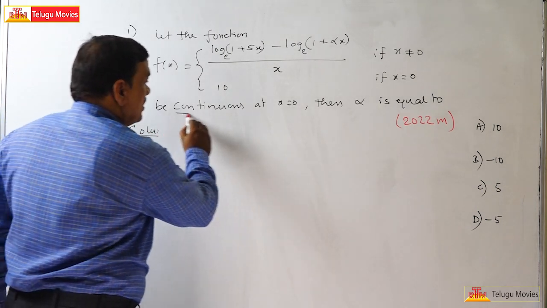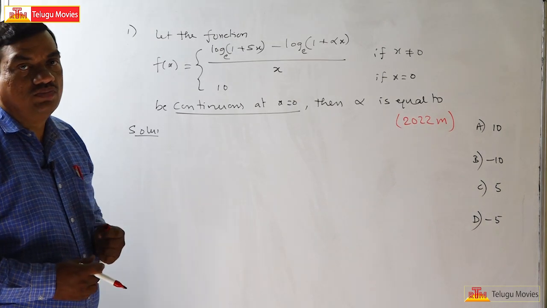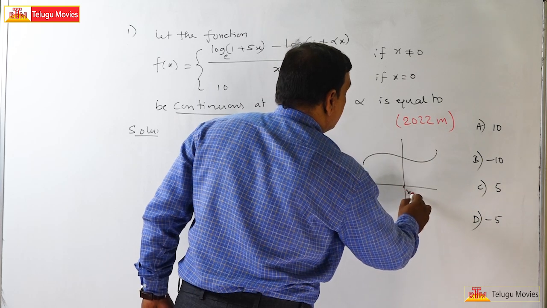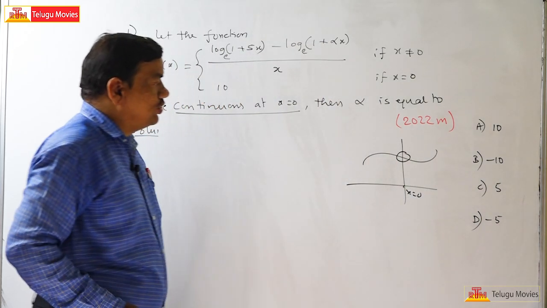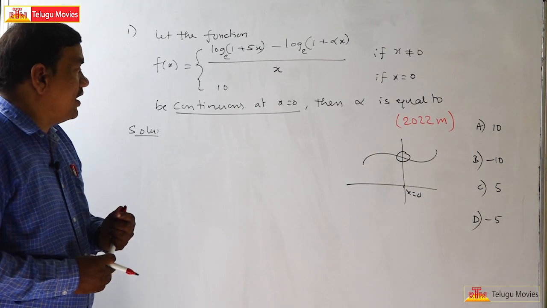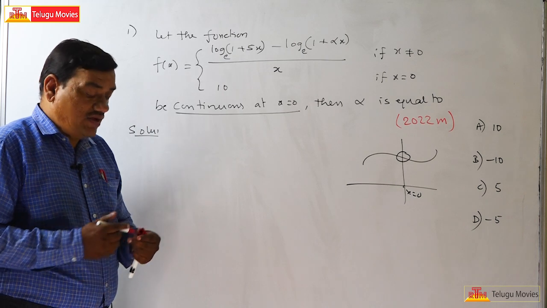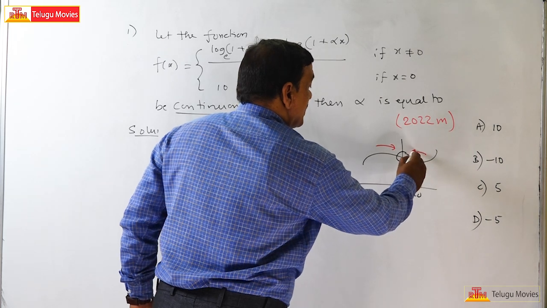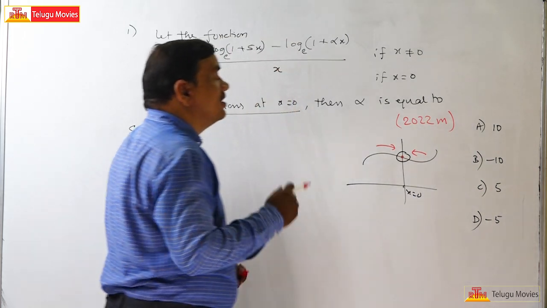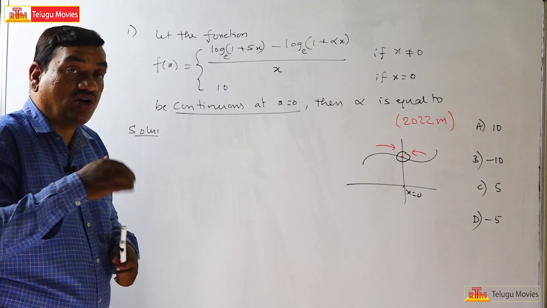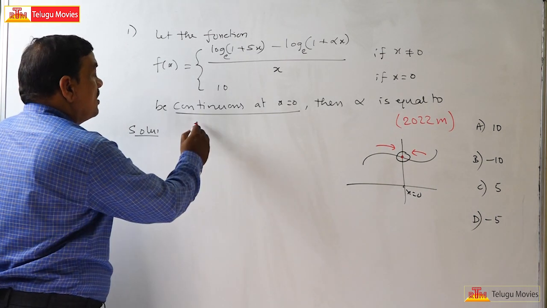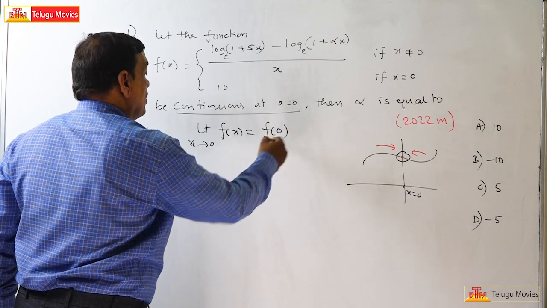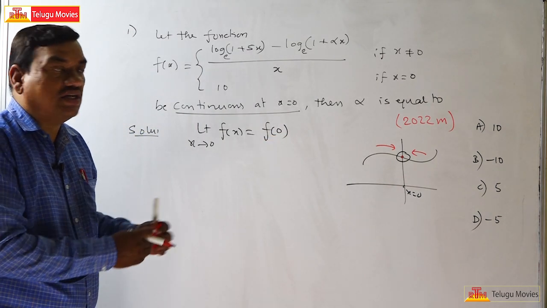So first, it is given that f is continuous at x equal to 0. That means if you draw the graph of this function, the curve is continuous at x equal to 0. Whenever the curve is continuous at a point, it means its left hand limit and right hand limit are both equal, and that should be equal to the functional value at x equal to a. That means limit x tends to 0 of f of x is equal to f of 0. Understand? Continuous means that is the thing.